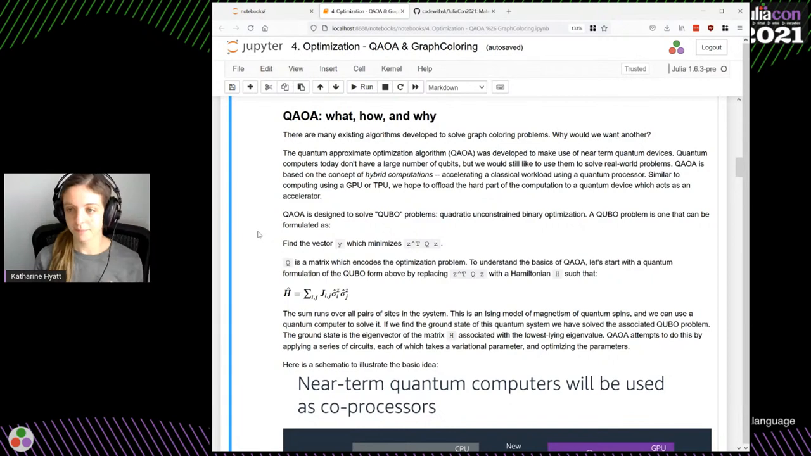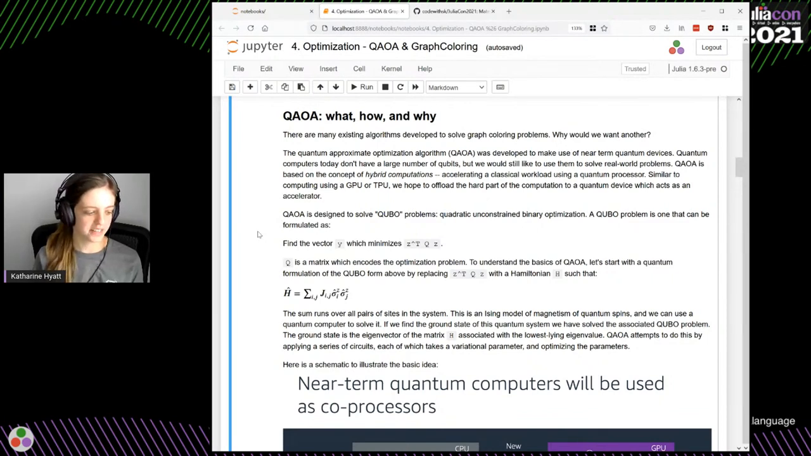And we're going to do something very similar to what is the state of the art right now in classical machine learning. We're going to develop a solution that's a hybrid computation. So that's what QAOA is. It's a hybrid quantum classical algorithm. The idea is to take a classical workload like optimization and accelerate it by offloading the part that is hard to a coprocessor, in this case a quantum device.